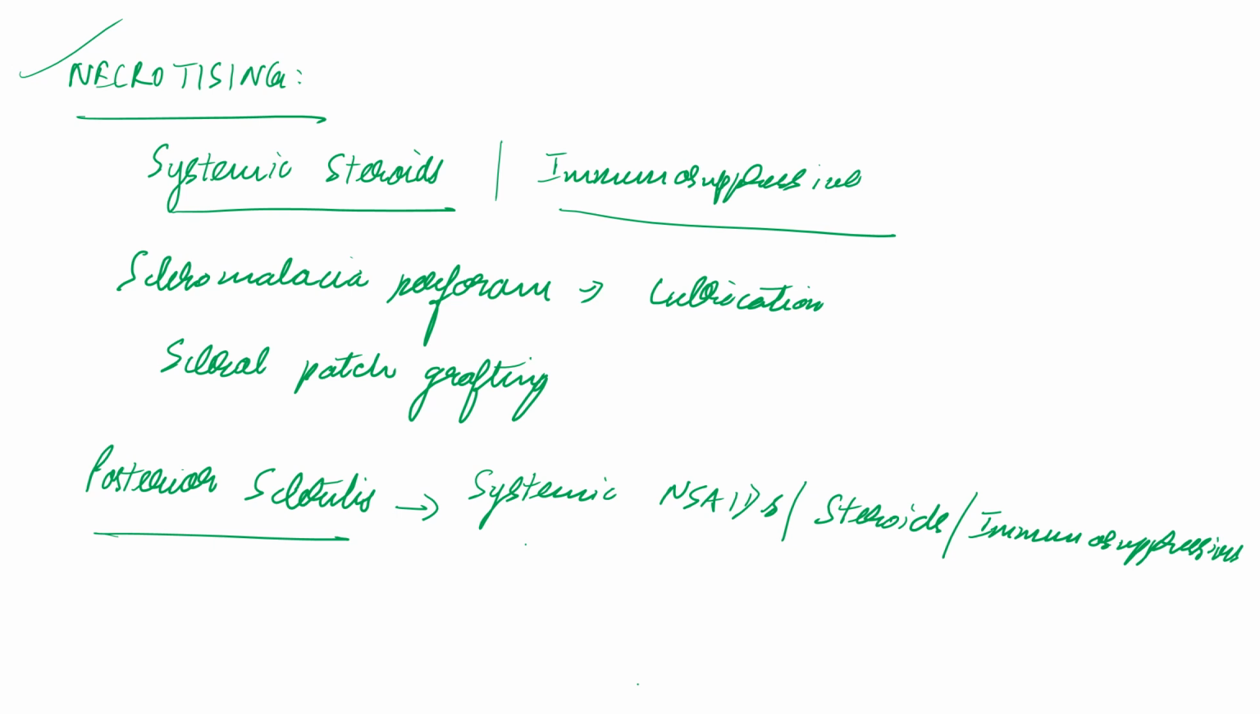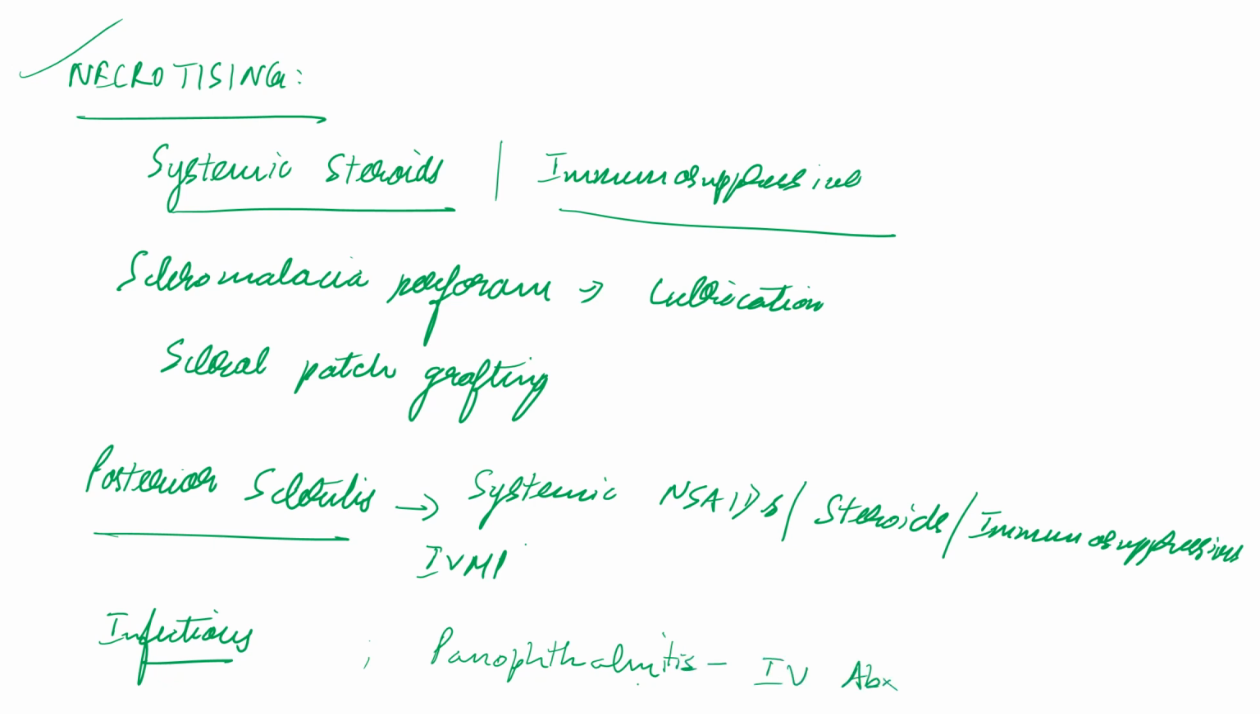We can also give intravenous methylprednisolone as pulse therapy for cases of posterior scleritis to reduce the side effects of prolonged oral steroids. Whenever we are finding any infectious cause for the scleritis, we have to treat the infection with appropriate topical and systemic antimicrobial agents. Also, whenever there is panophthalmitis, we have to give intravenous antibiotics in meningitis doses.